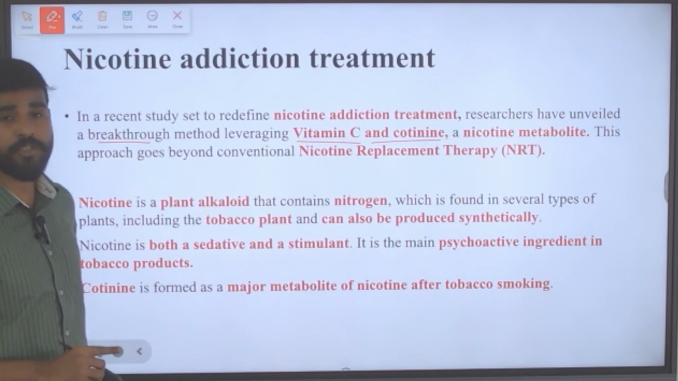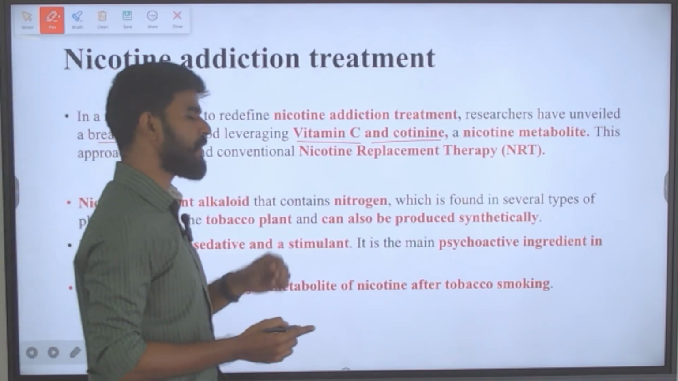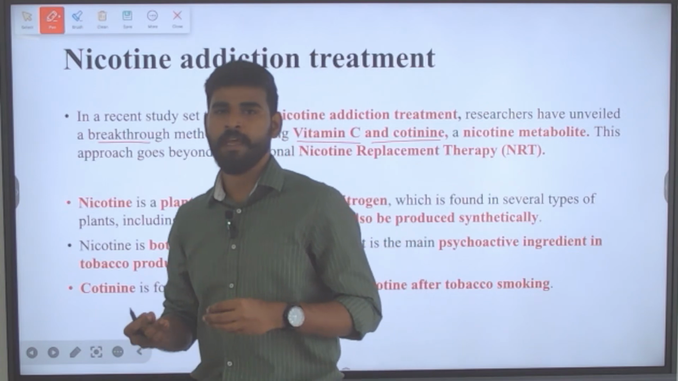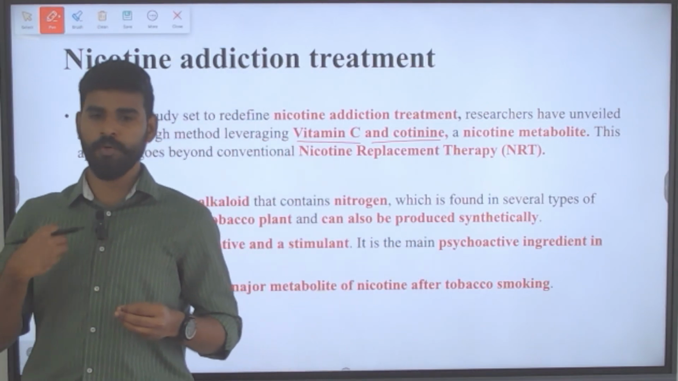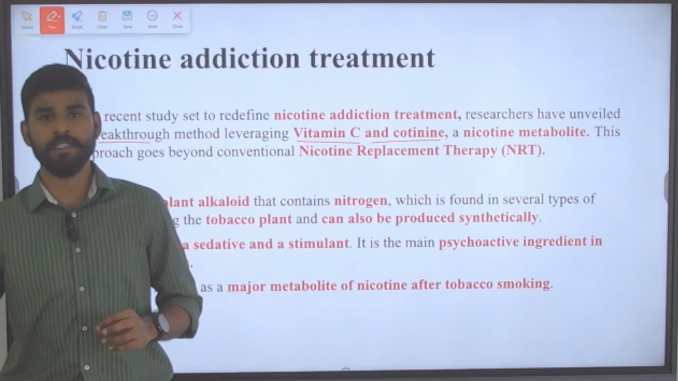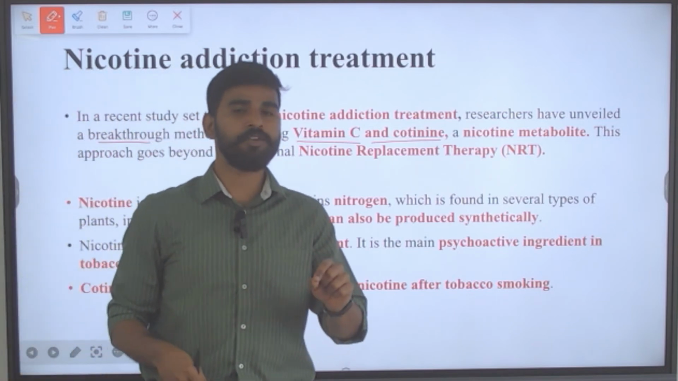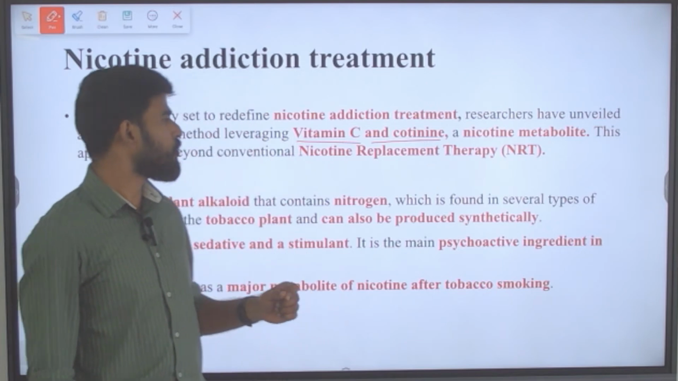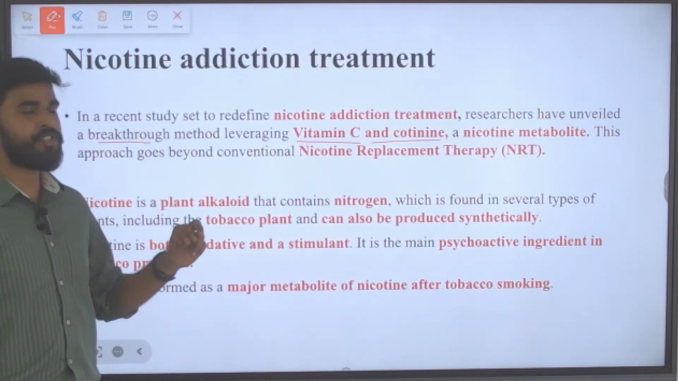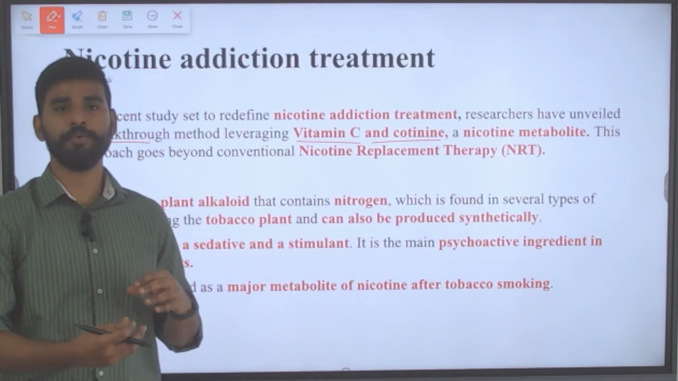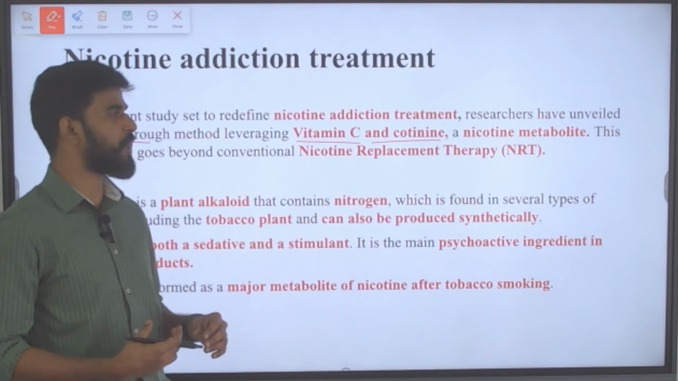Cotinine is a nicotine metabolite. What is a metabolite? A metabolite is nothing but an end product of metabolism. After we metabolize nicotine in our human body, the end product is called a metabolite, and the nicotine metabolite is cotinine here. So they are going to leverage these two chemicals, vitamin C and cotinine. How are they going to do it? Let us understand that in the upcoming slides.